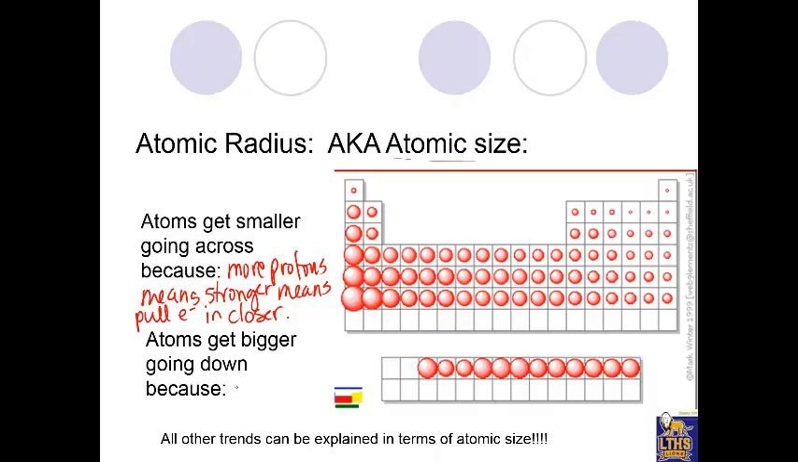Okay, let's talk about why. Because electrons are going into higher energy levels. Where are higher energy levels? Further from the nucleus. Okay, so energy levels. Okay, so they're farther from the nucleus.